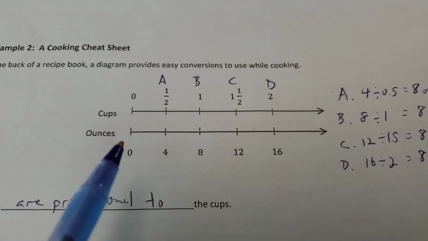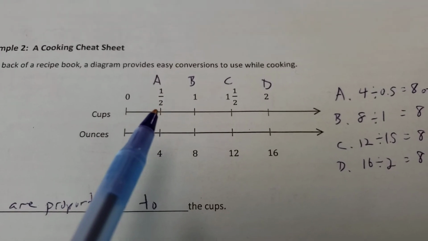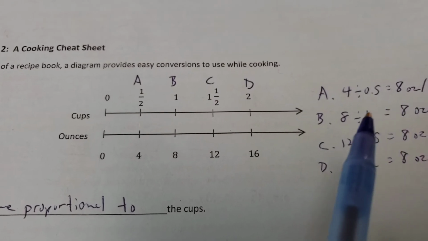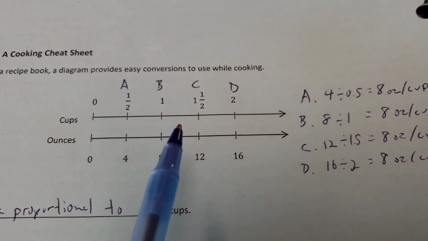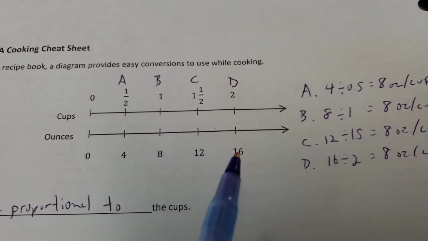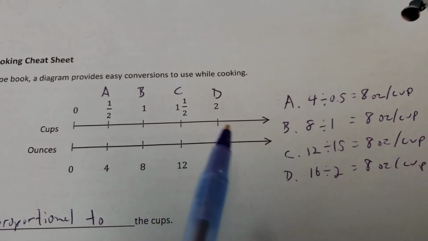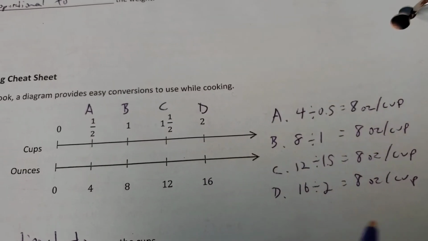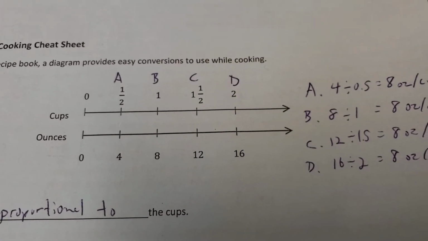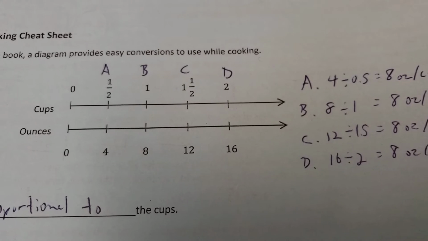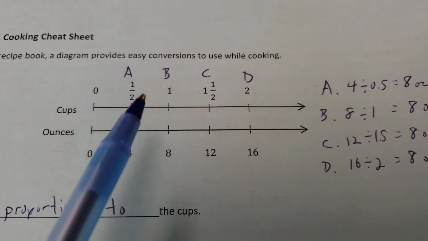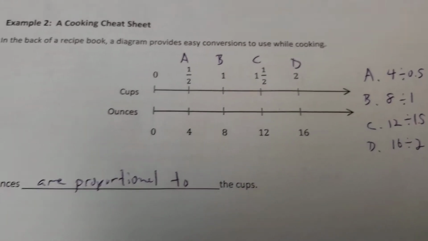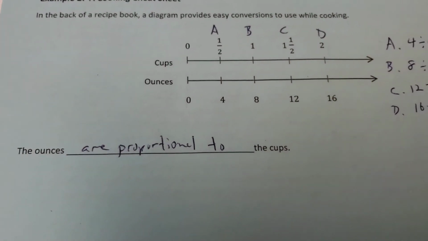Well, if I take 4 and divide it by a half, or 0.5, I get 8 ounces per cup. 8 divided by 1 gives me 8 ounces per cup. 12 divided by 1.5 gives me 8 ounces per cup, and 16 divided by 2 gives me 8 ounces per cup. So I'm going to take one value and divide it by the other, a y value usually, divided by an x value, and we'll go ahead and divide those. In this case, since they're all the same, I'd say the ounces are proportional to the cups.